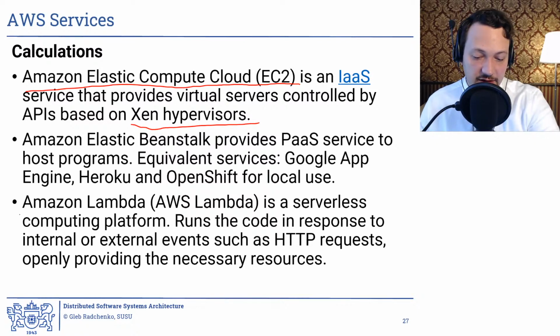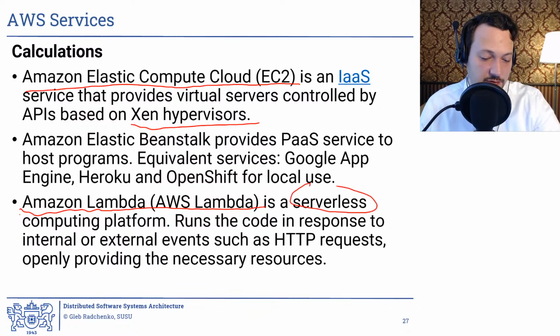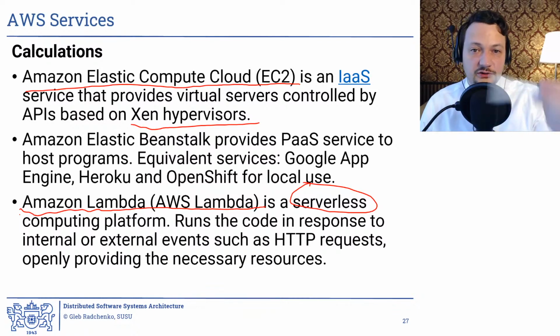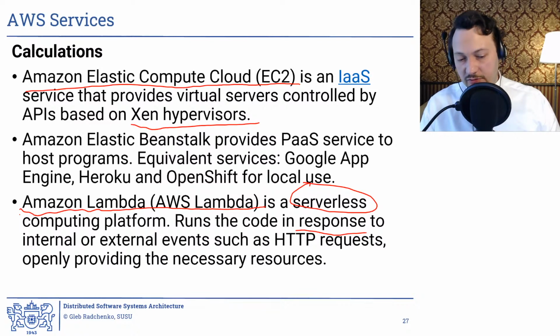One more thing that we need to know about is Amazon Lambda. Amazon Lambda is a so-called serverless computing platform. Serverless means that you submit your source code and this source code is launched. It does not work all the time, but it works in response to some internal or external event. So why can you use it and how do you use it?